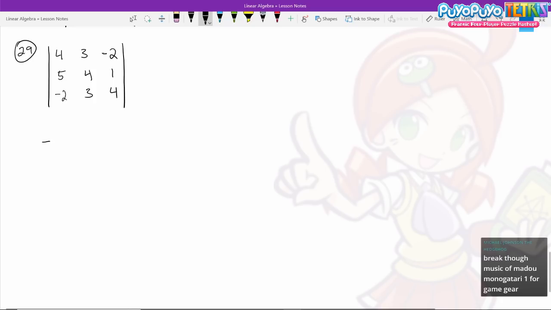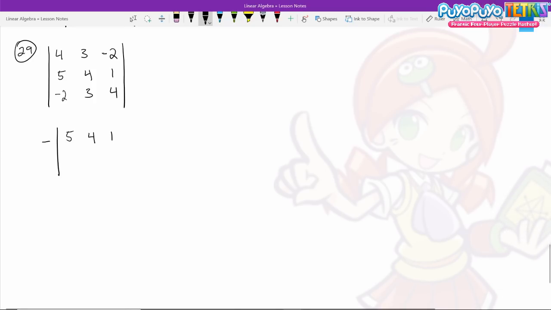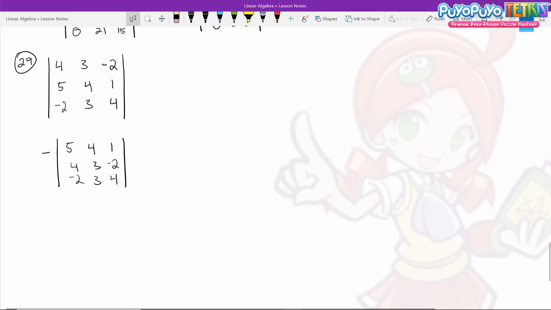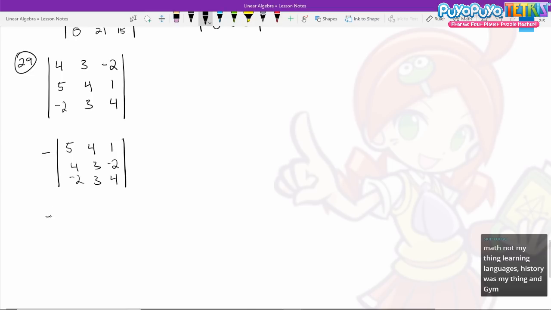Here, let's try this then. Swap the two rows. Then, subtract the second row from the first row.